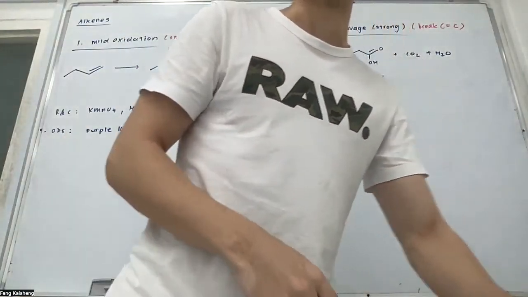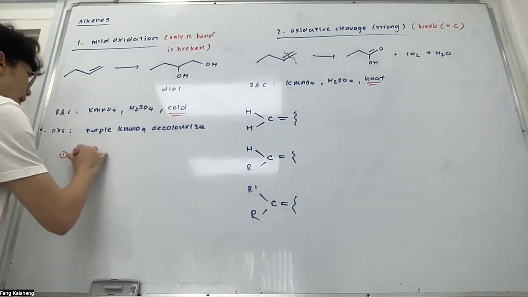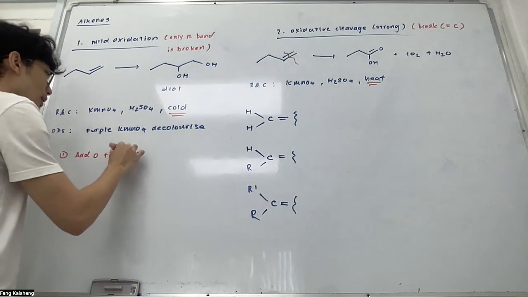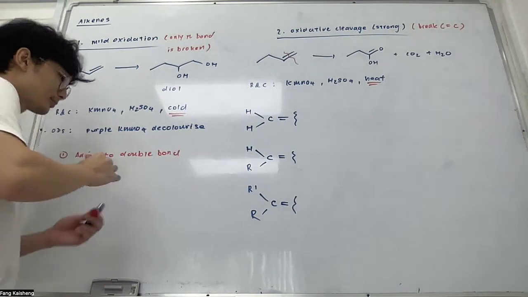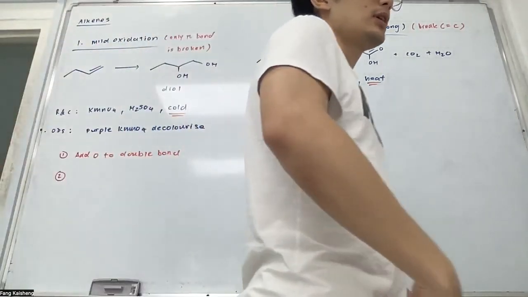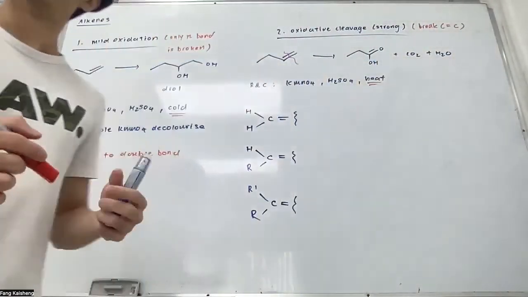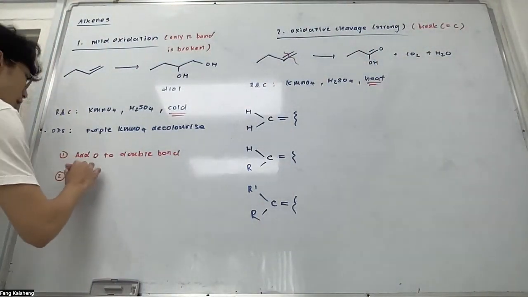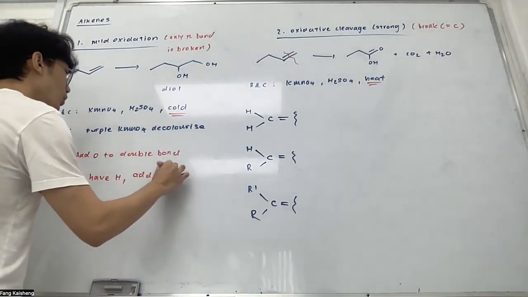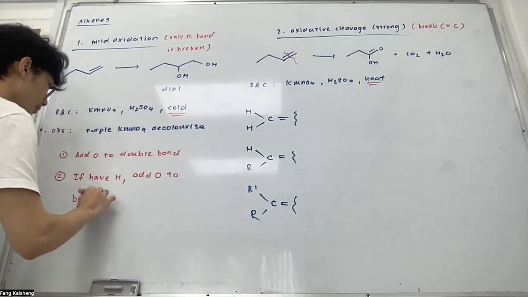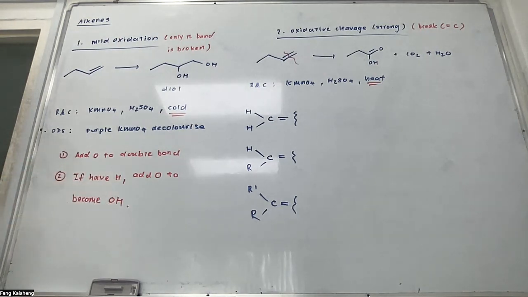Go write down the rules at the top of the page. First step, once you break it, add an O to the double bond. If you follow my two steps, you will never go wrong. Number two, if you have H, add O to become OH. I say here, just turn the H to OH if there's an H.